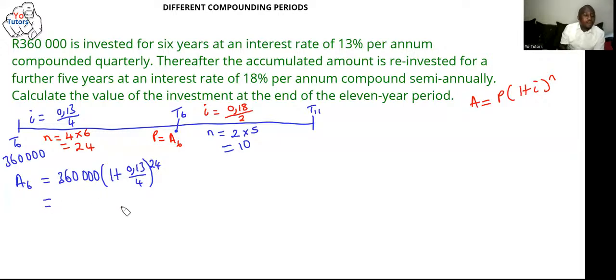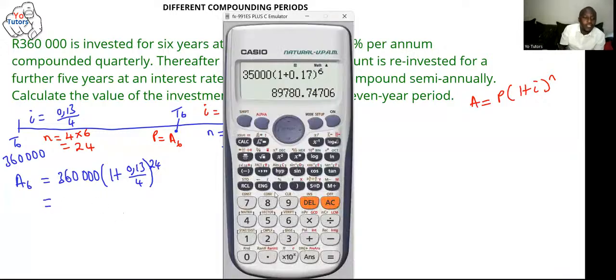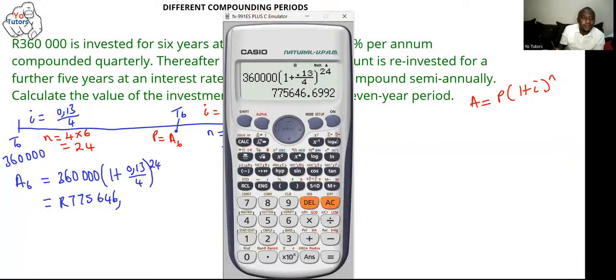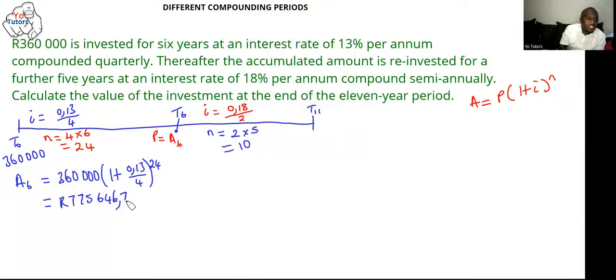Then what do we get from there? Let's see what we get. We're going to say 360,000, just going to try to be quick here, times (1 plus 0.13 over 4), to the power of 24. Let's see what we get here. It's going to be 775,646.70. Okay, so that's what we get there.